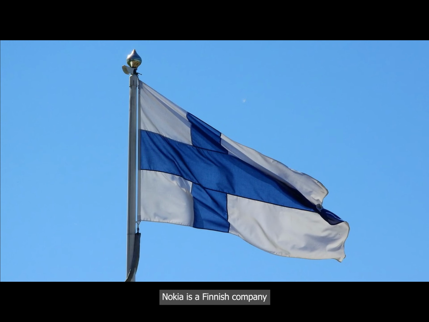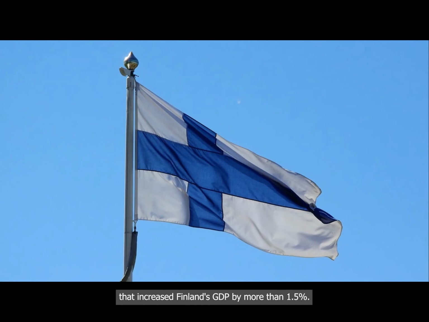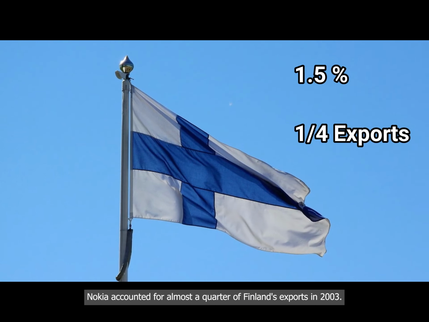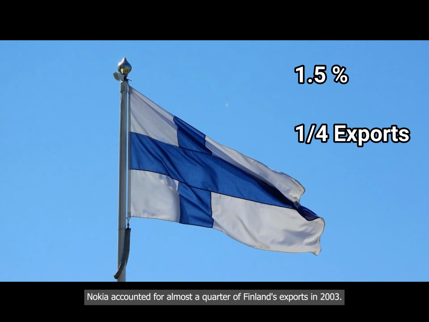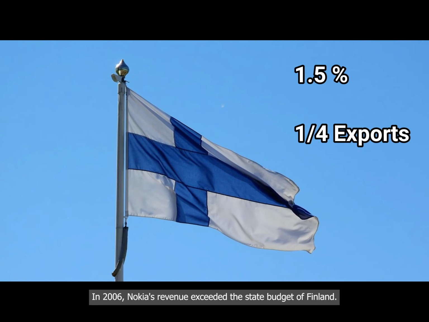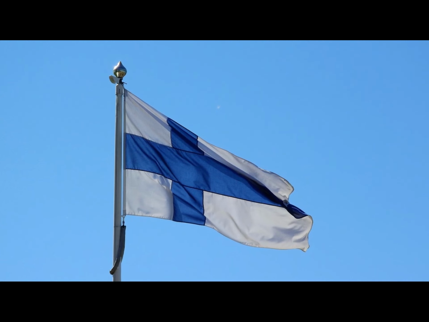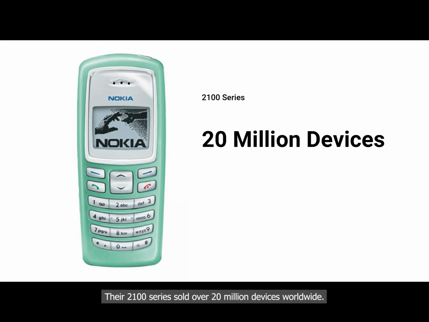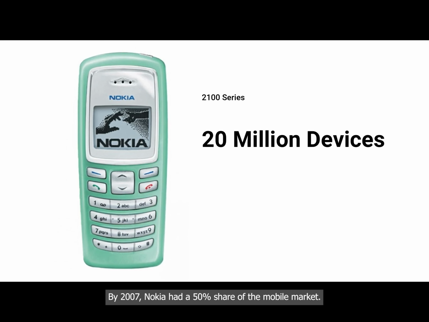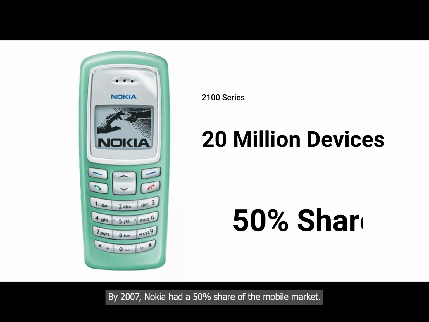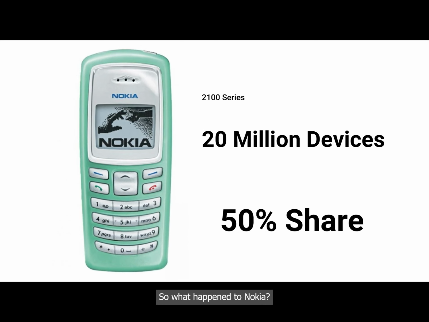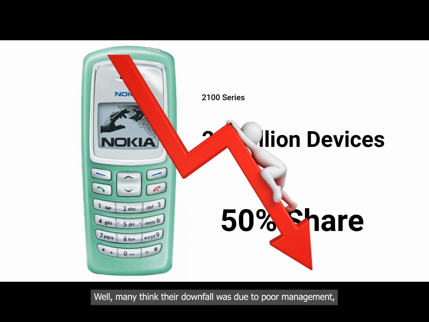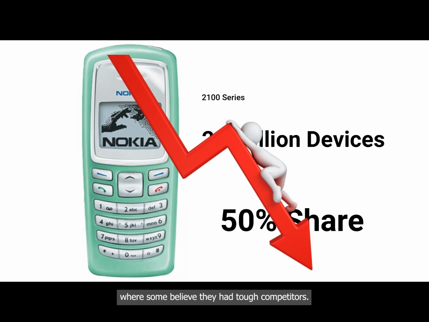Nokia is a Finnish company that increased Finland's GDP by more than 1.5%. Nokia accounted for almost a quarter of Finland's exports in 2003. In 2006, Nokia's revenue exceeded the state budget of Finland. Their 2100 series sold over 20 million devices worldwide. By 2007, Nokia had a 50% share of the mobile market. So, what happened to Nokia? Well, many think their downfall was due to poor management, while some believe they had tough competitors.